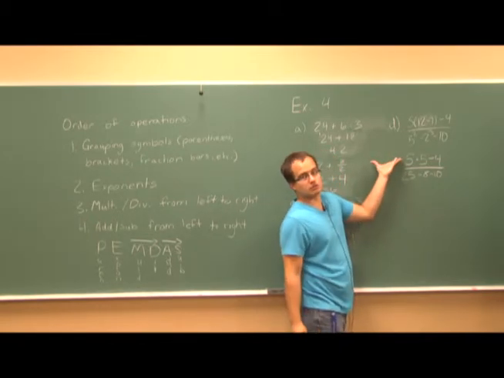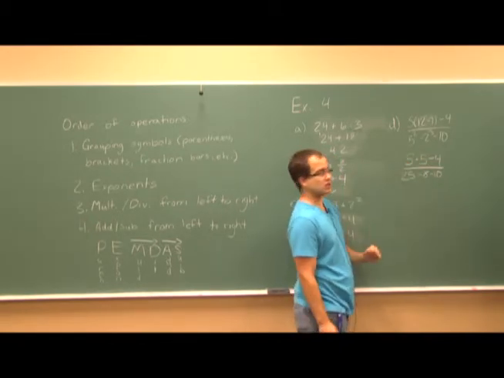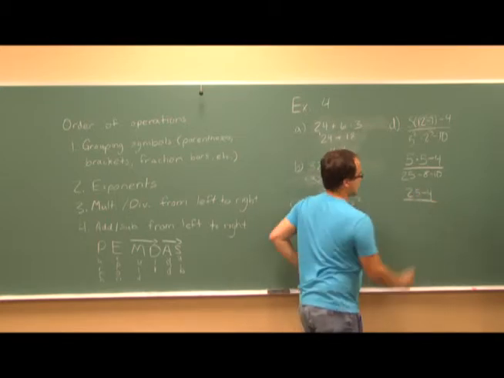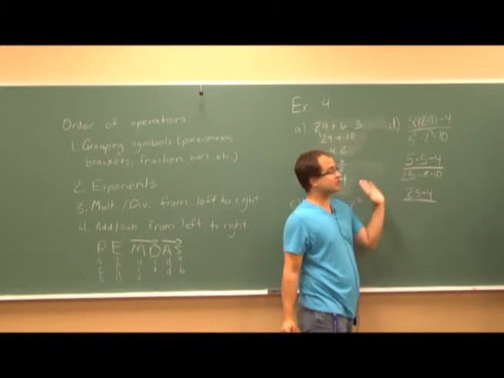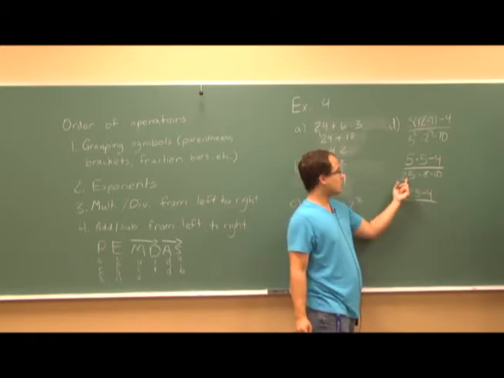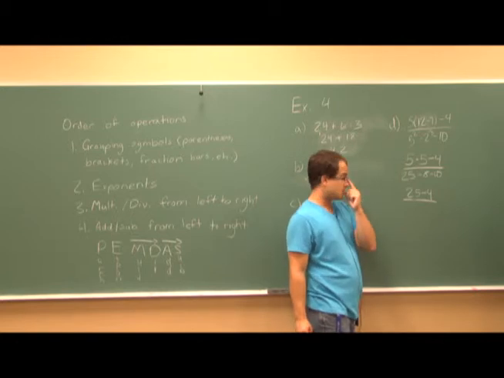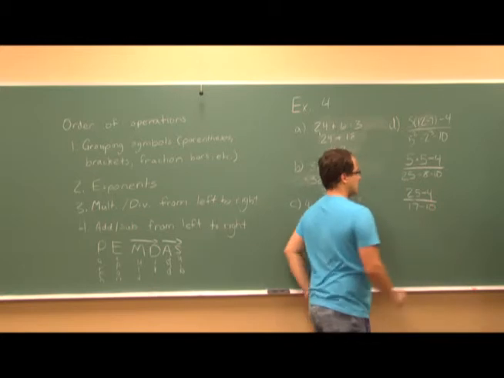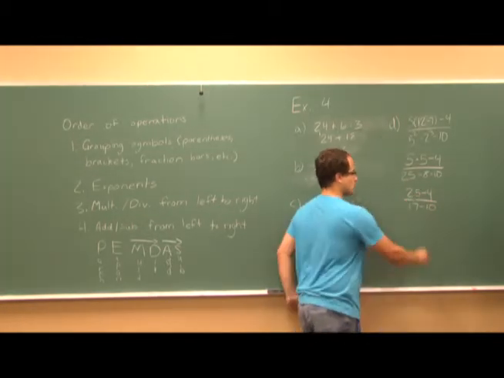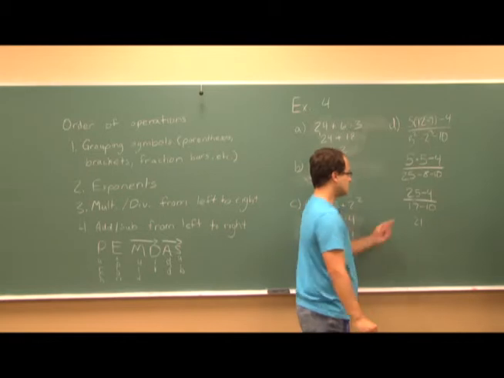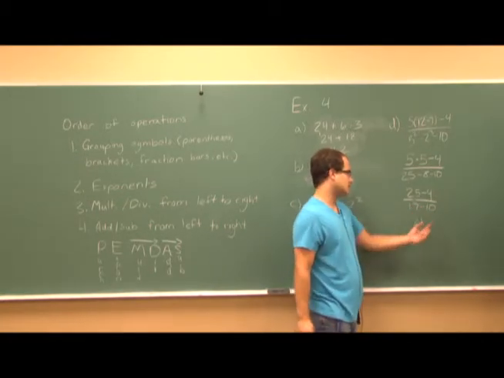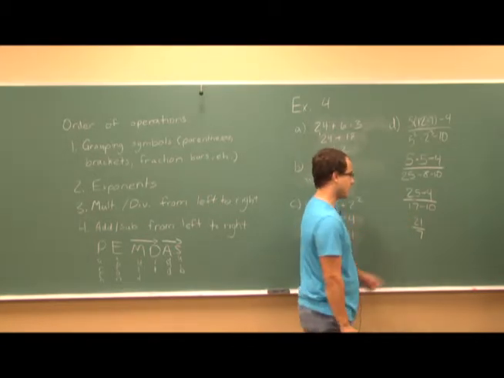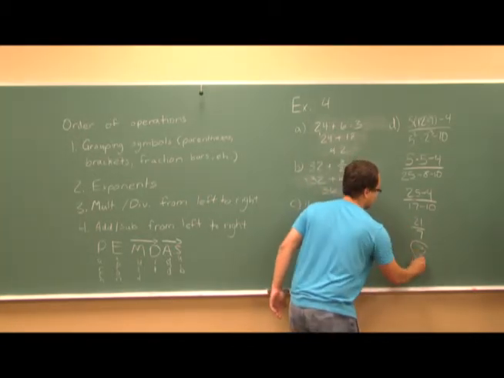Now, back to the numerator. The next thing I have to do is the multiplication. 5 times 5 is 25. Denominator. There's just addition and subtraction left, so go left to right. 25 minus 8. 17. Now, 25 minus 4, 21. 17 minus 10 is 7. And then 21 divided by 7 is 3 for our final answer.